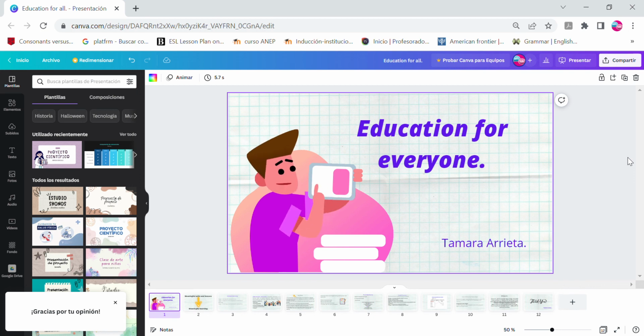We will talk about differentiated instruction and backward design. As you can see, the title of this presentation is a bit ambitious: Education for Everyone. I hope that by the end of the lesson you will have understood what I am trying to say, what I mean. Let's start.